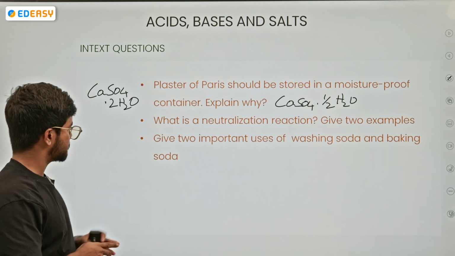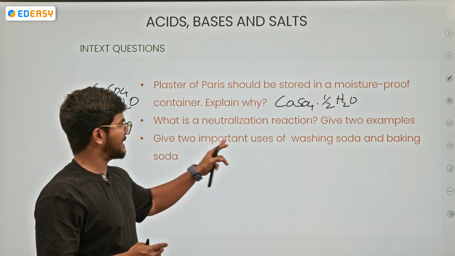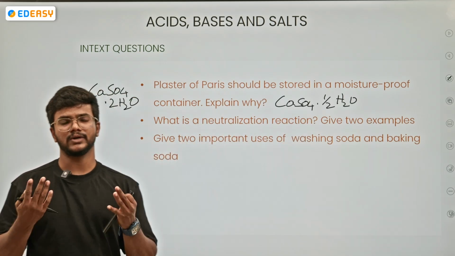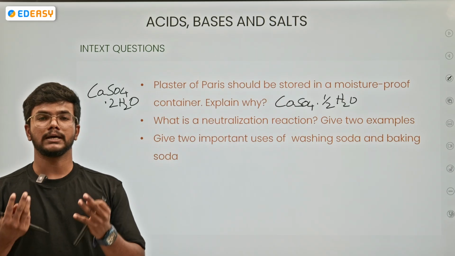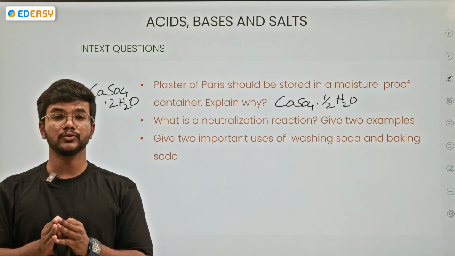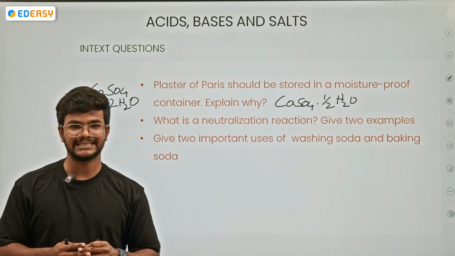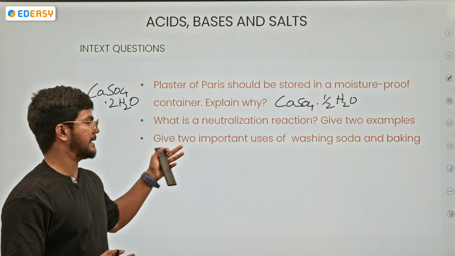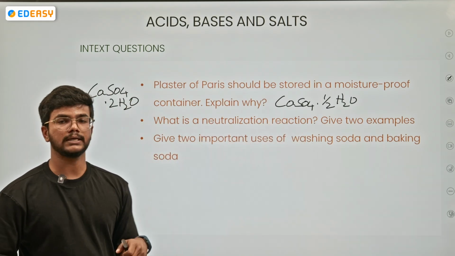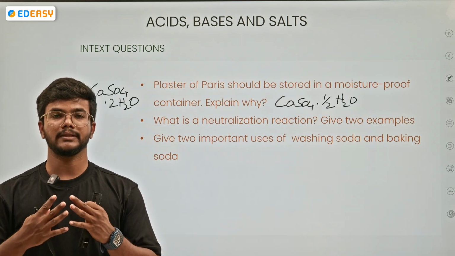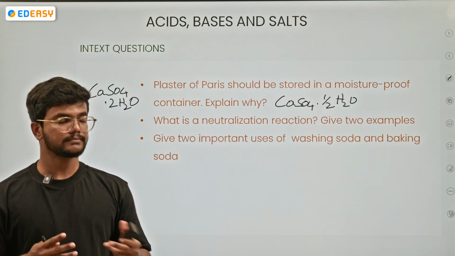Next, 2 important uses of washing soda and baking soda. Washing soda is used to remove the hardness of water, and it is also used in the textile washing industry. Next, baking soda is used in the food industry, bakery, and also in the kitchen. Okay, yes.